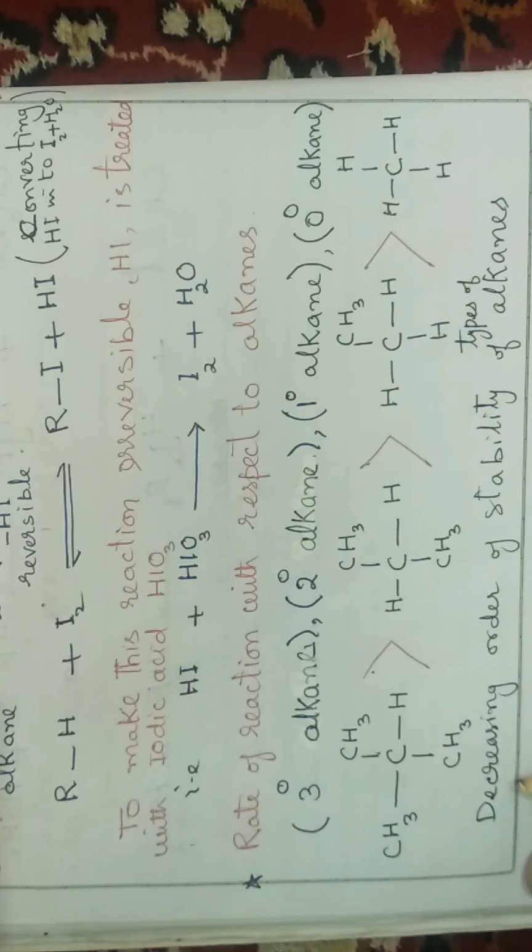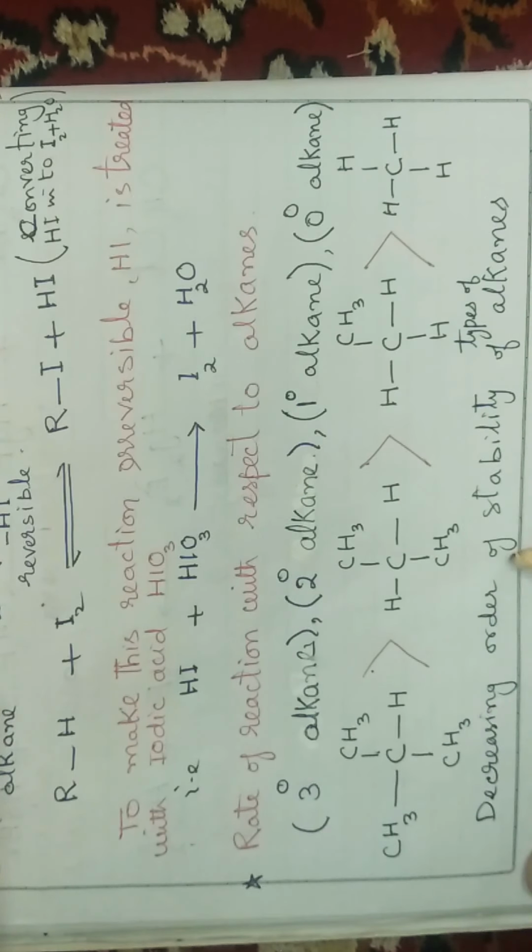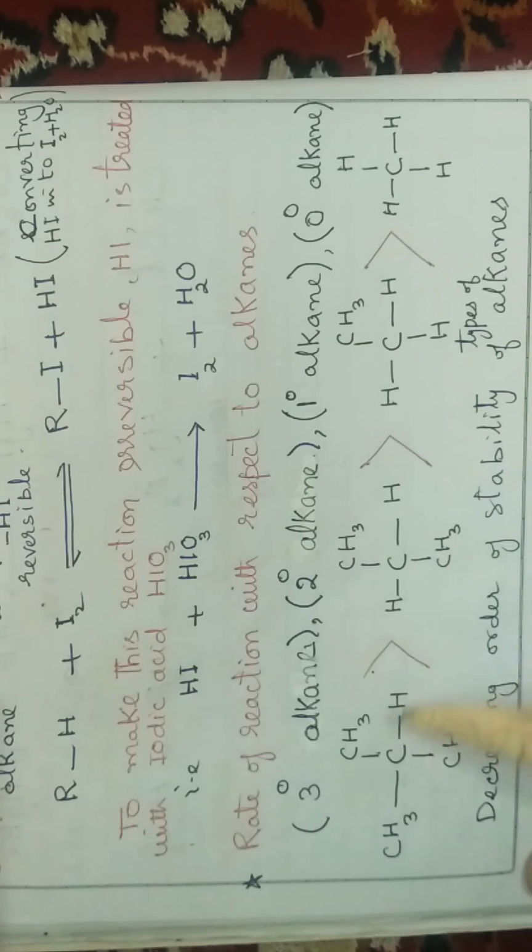So here is the decreasing order of stability of types of alkane. This is the most stable among these four.